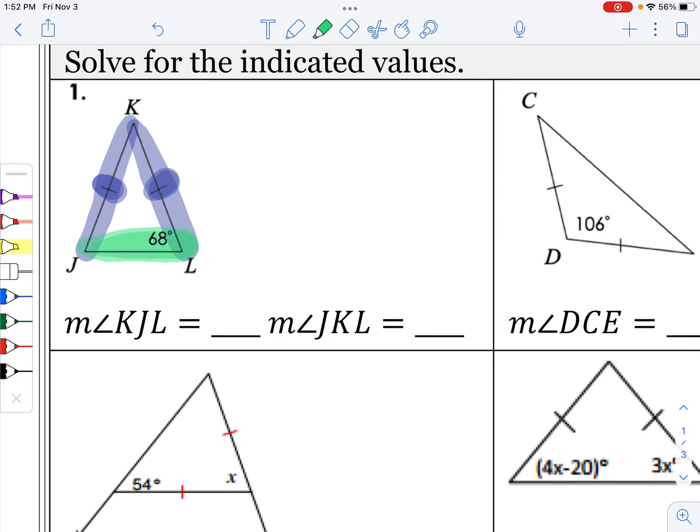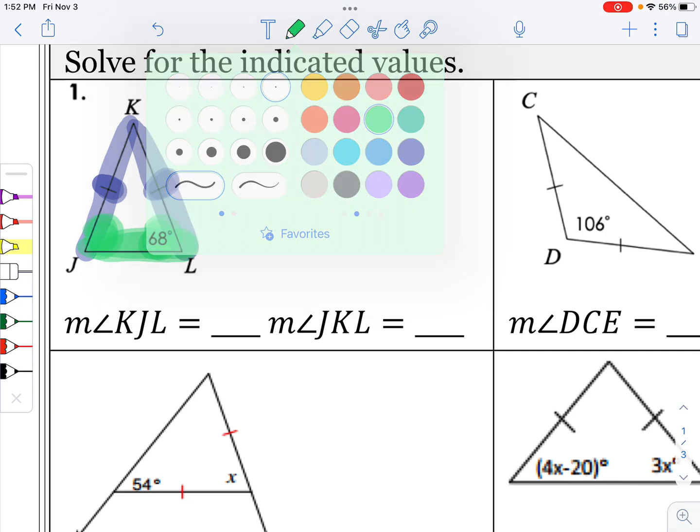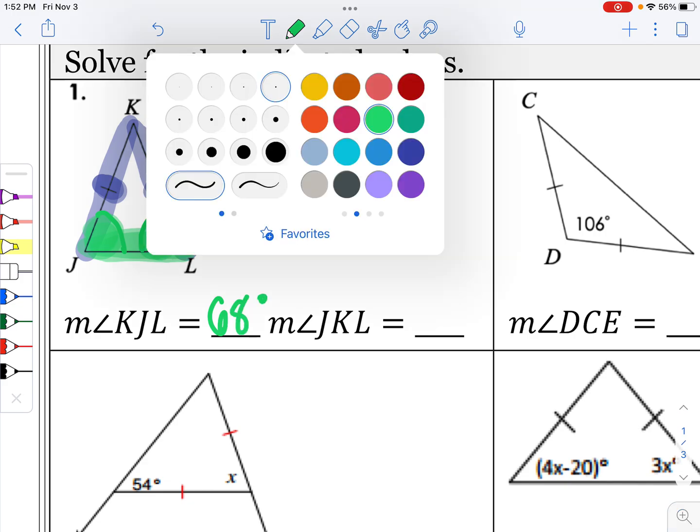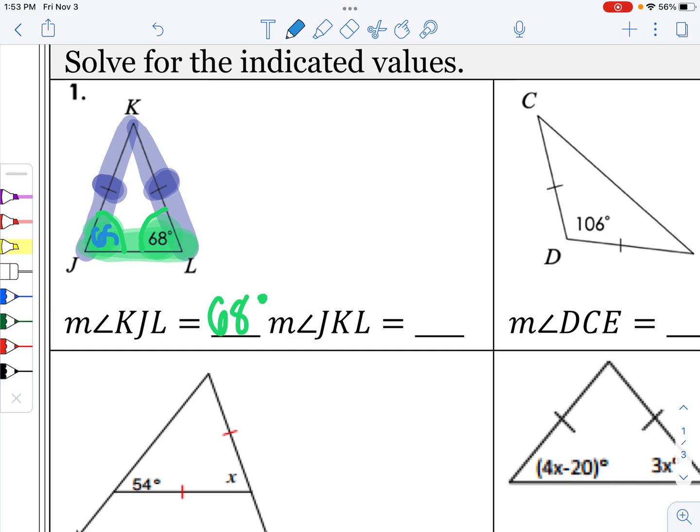I kind of like to have it color-coded because it just helps me out in a second. And KLJ is currently marked as 68 degrees. It wants to know what is KJL. What is this one right here? So that is going to be the other base angle. So because the legs are marked as congruent, I can mark the base angles as congruent. That is what the isosceles triangle theorem tells me. So KJL is also going to be 68 degrees. I can fill in 68 degrees here as well.